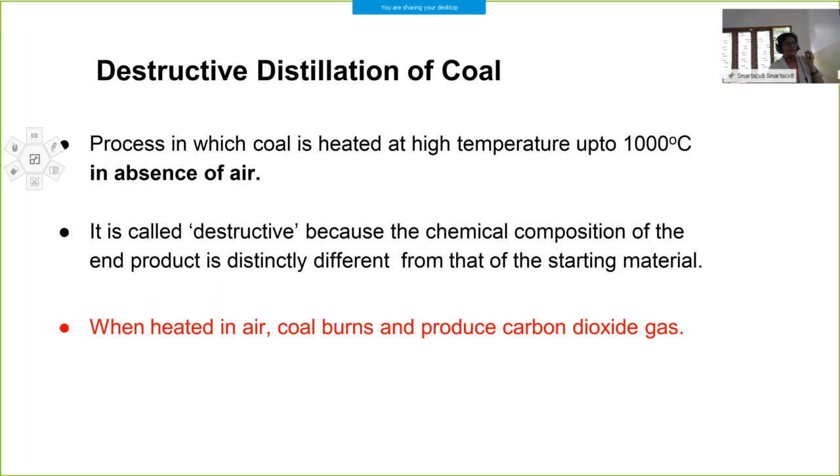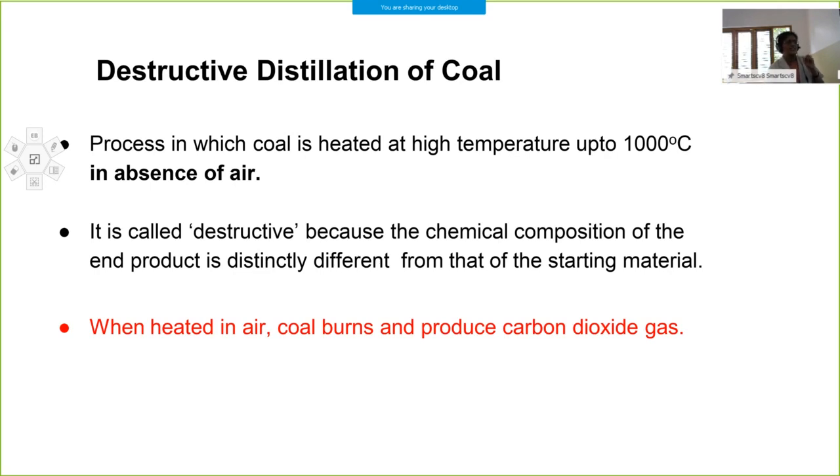If you heat it in the presence of air, it just burns off and gives out carbon dioxide gas. So it has to be heated at high temperature in the absence of air. Only then will you get the volatile compounds present inside this coal. This process is called destructive distillation of coal.